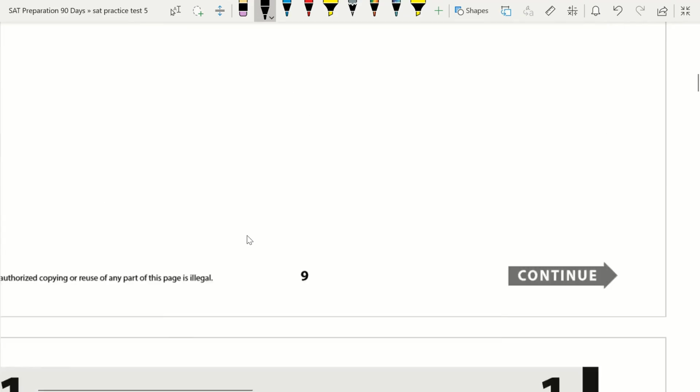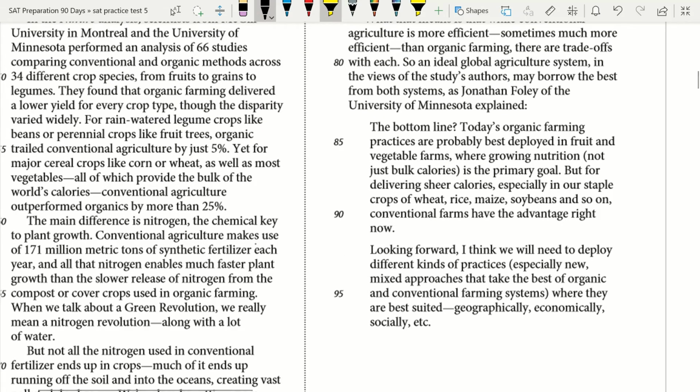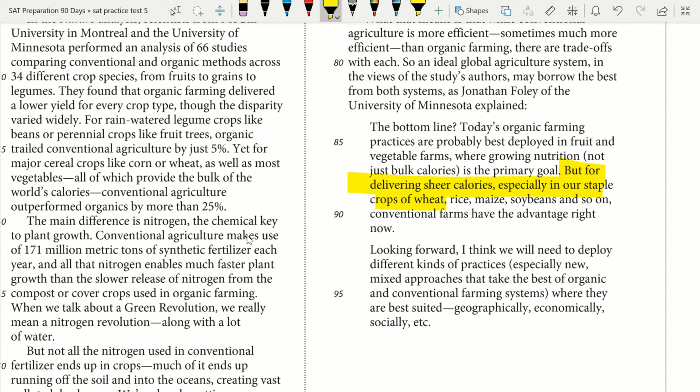Got line 88. I'll highlight it so you can see it. We've got: "But for delivering sheer calories, especially in our staple crops of wheat, rice, maize, soybeans, and so on, conventional farms have the advantage right now." So in this context, we're talking about sheer calories. If you want a little more context, it's always okay to read a little bit further back, so you could read that part as well that I'm highlighting right now. But in this case, we're talking about sheer calories, or pure calories, or calories only. So the "most nearly means" I'd be looking for here would be pure calories or solely calories. But solely wouldn't work here, because when we're using the word sheer, we also want to make sure that it's the same type of word as pure, right?